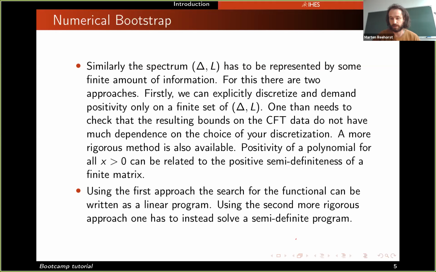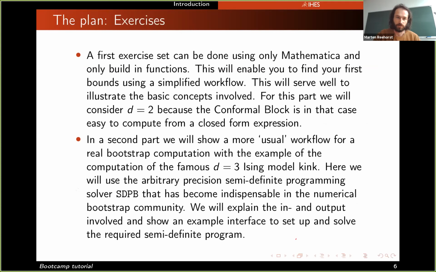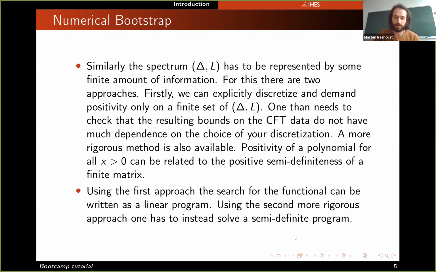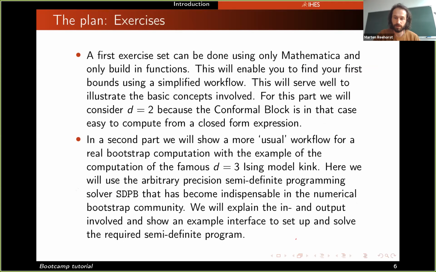And it turns out that in order to do this, you also have to deal with a certain cancellation inherent in the bootstrap that requires high precision. And so a dedicated tool called SDPB was developed for this. And so one of the things we will do is also look at how to install it and how to use it.